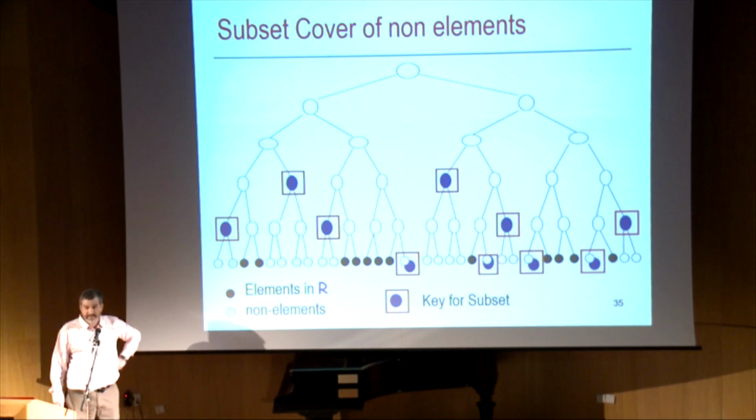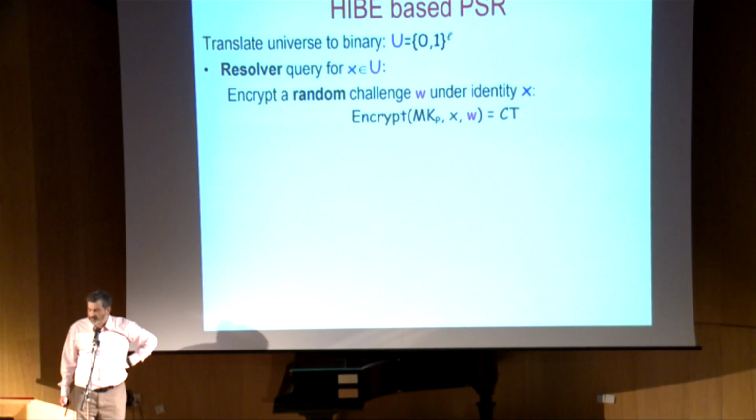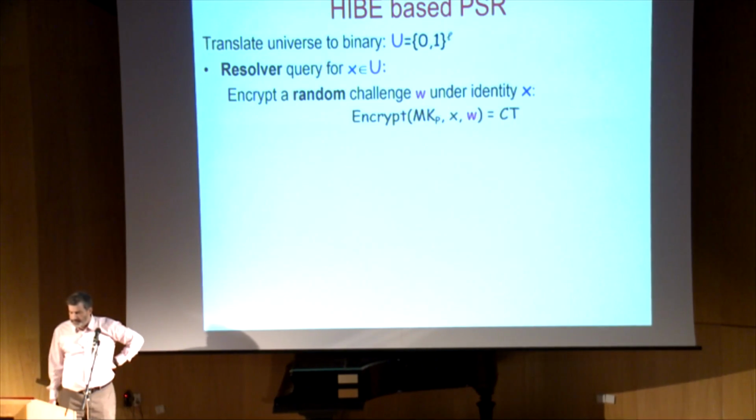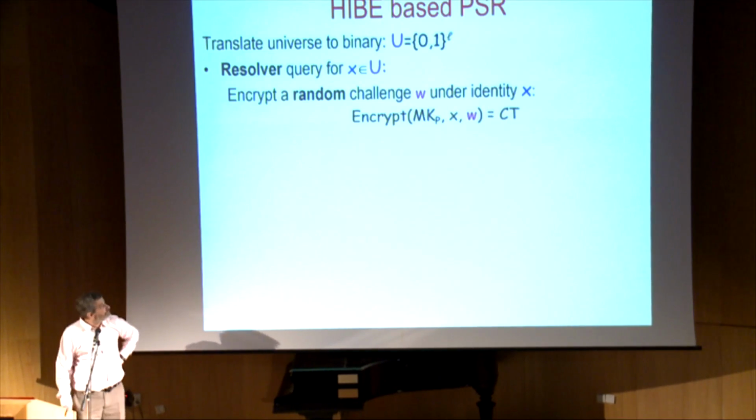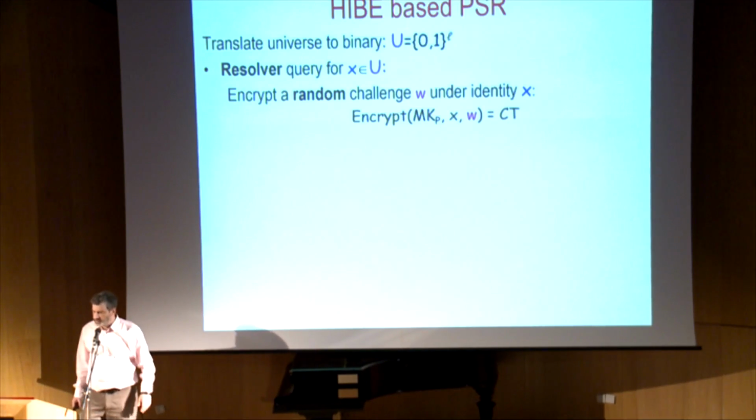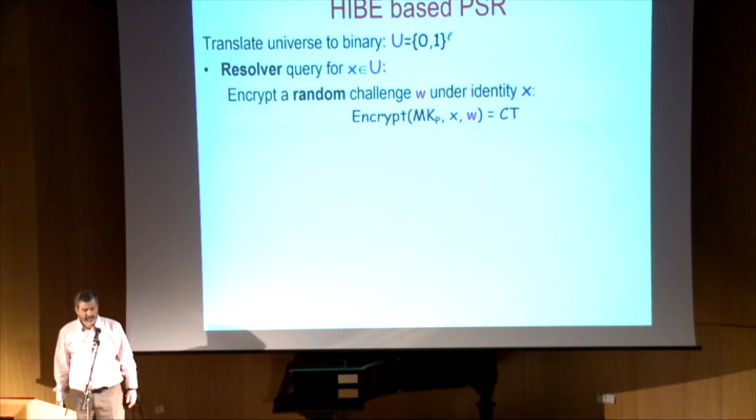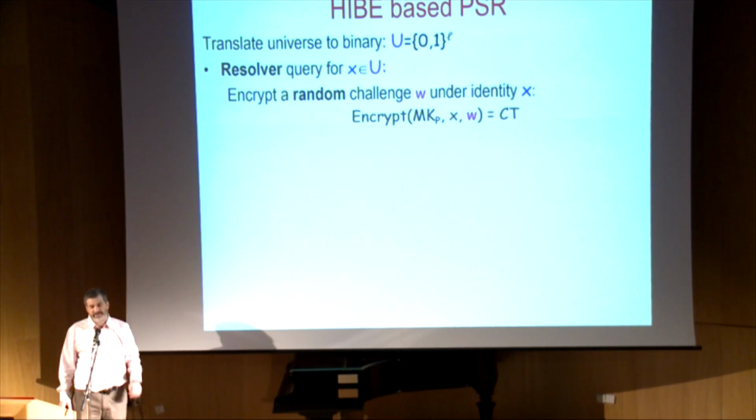So that's the number of keys that the secondary gets. Now, the resolver asks for X in U. In order to prove whether X is in the set, of course, if X is in U, then there isn't any issue. If X is in R, then he just gives him the signature on the elements in R. The only problem is when X is not in R.